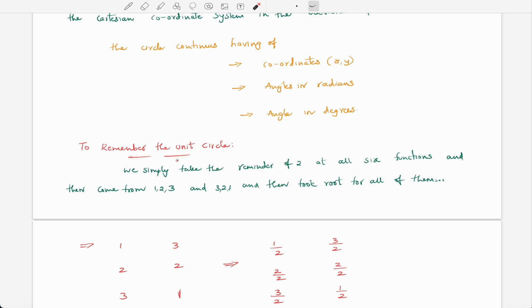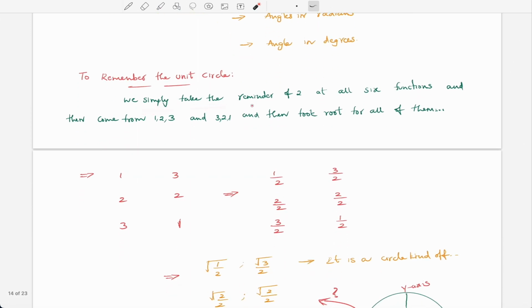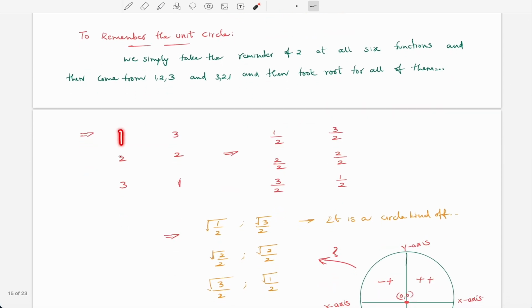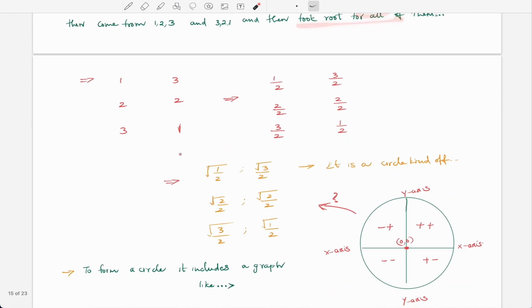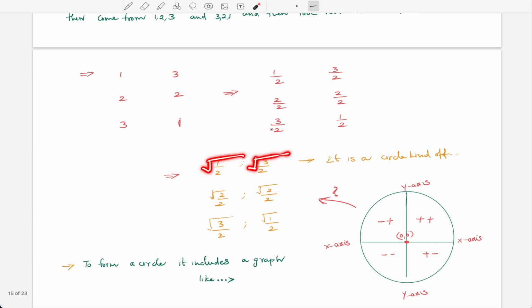so to remember the unit circle, we simply take the remainder of 2 for all 6 functions, which come from 1 to 3 and 3 to 1, and then take the root of them. So I'm going to write 1 2 3, and then reverse, 3 2 1, and simply take them over 2. So I'm going to take 1 over 2, 2 over 2, 3 over 2, and 3 over 2, 2 over 2, and 1 over 2. So I just simply write these, right? And we take the root of all of them.